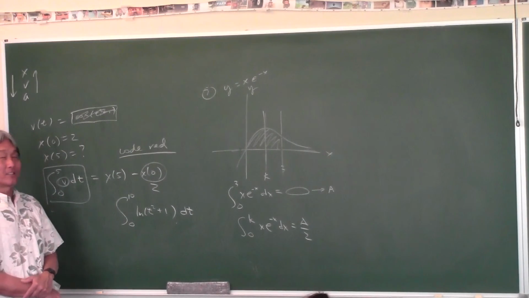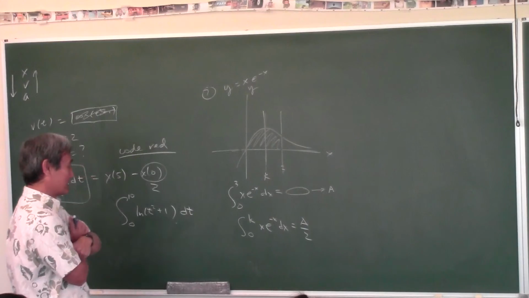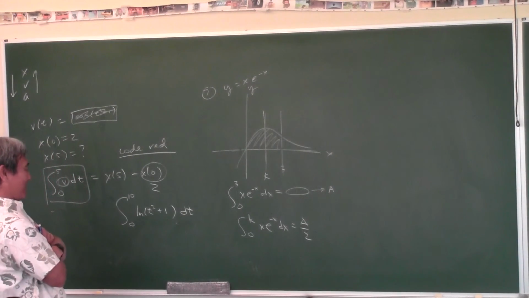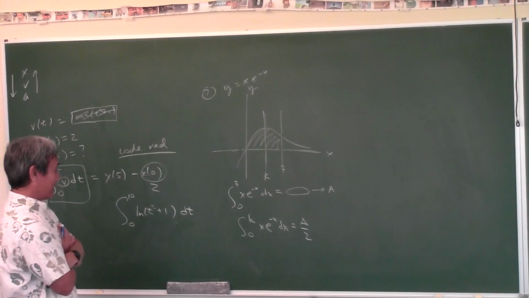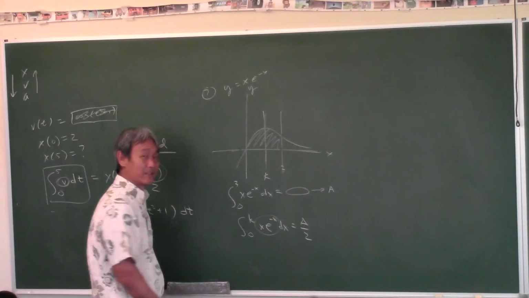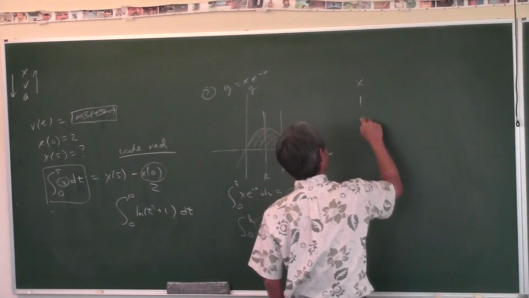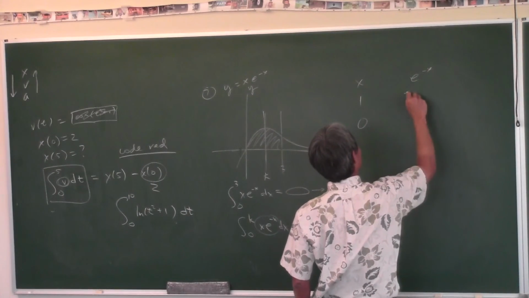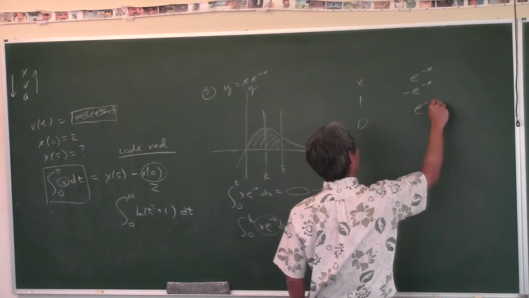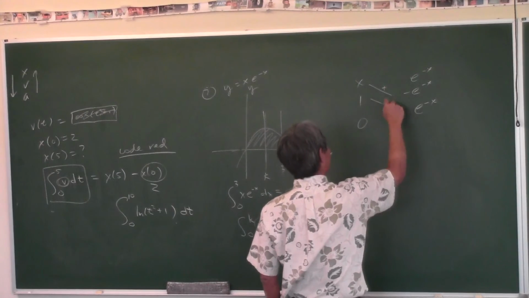Okay, now, how do you solve this equation? This is what the other class had problems with. You have to do tabular. Yeah, you gotta compute the antiderivative of that, and that's tabular. So let's do it. x, 1, 0. e to the negative x, negative e to the negative x, plus, minus.